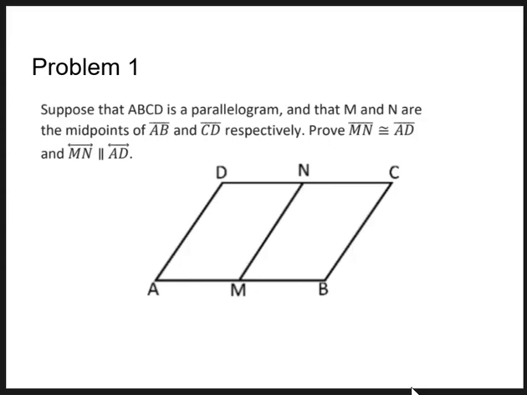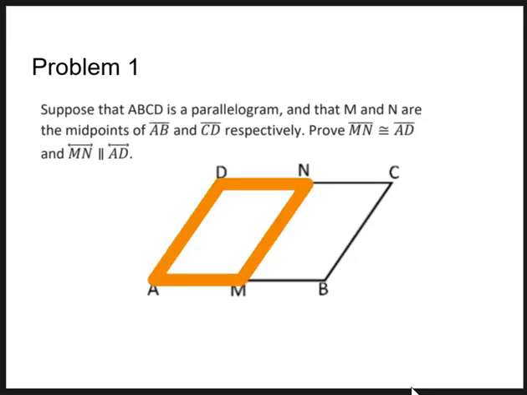Next, I want to mark the information we are given on the diagram and make a general plan for our proof. My plan is to first state that quadrilateral ADNM is a parallelogram, and since it is a parallelogram, opposite sides must be parallel and congruent.